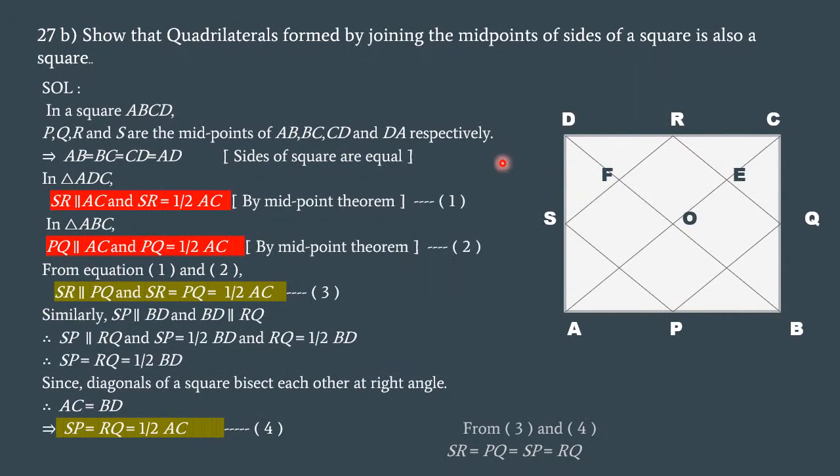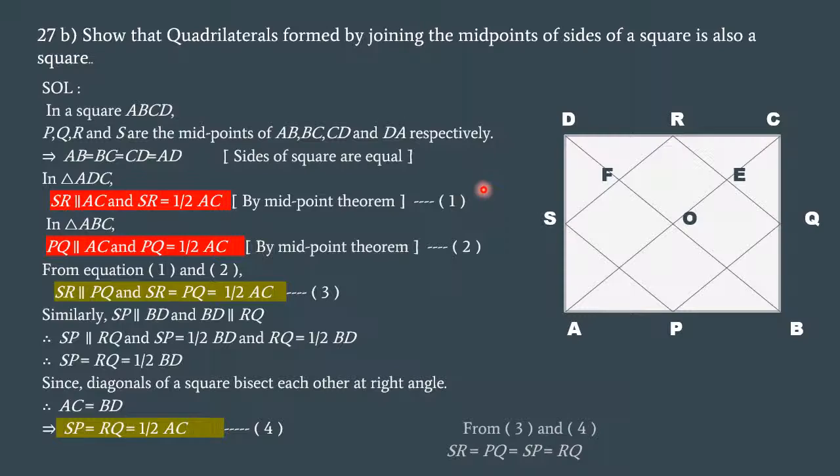So ABCD is a square, and P is the midpoint of AB, Q is the midpoint of CB, R is the midpoint of CD, and S is the midpoint of AD. Join PQRS. We need to prove that PQRS is also a square. Now ABCD is a square, so AB is equal to BC is equal to CD is equal to DA.